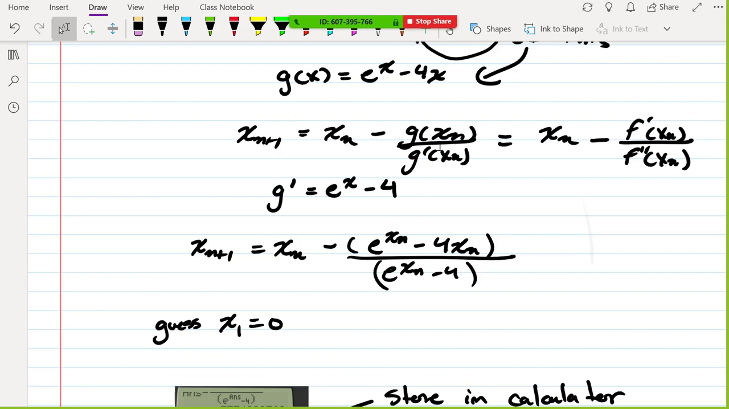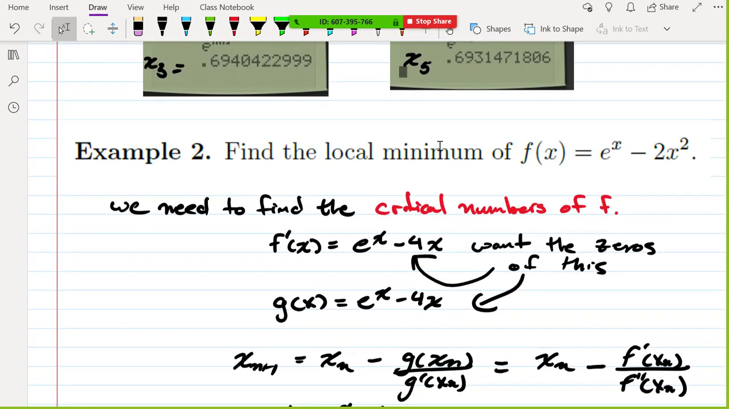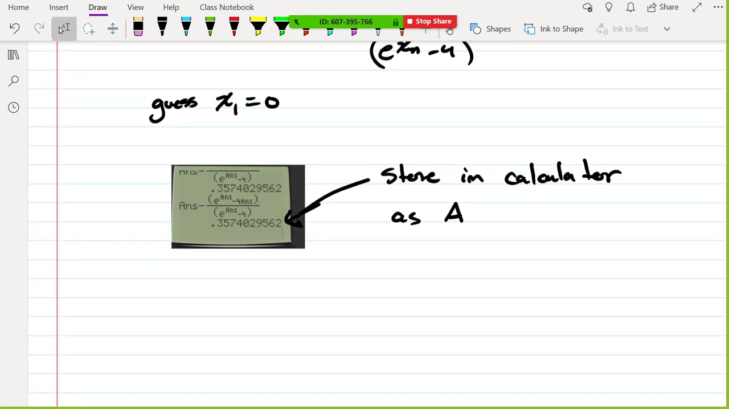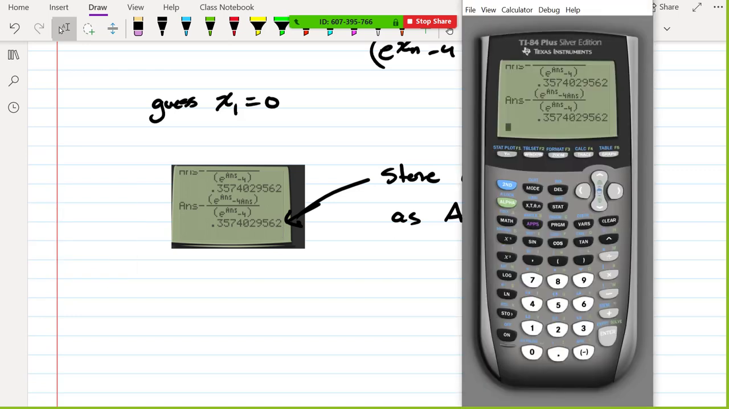But now we got to go back, because what did the problem ask us to find? The local minimum, right? So we found a0, but we've got to be a little bit careful because we found a0 of the derivative, right? But let's draw a picture. So if I were to draw the original function, so let's graph it and take a look at it.